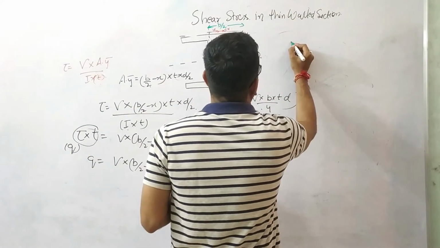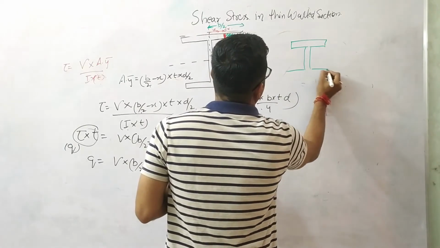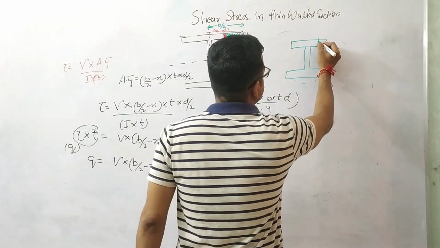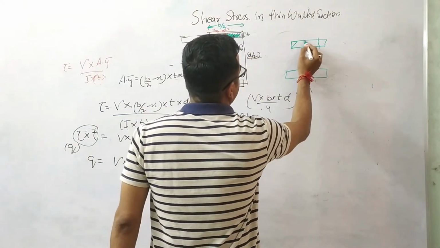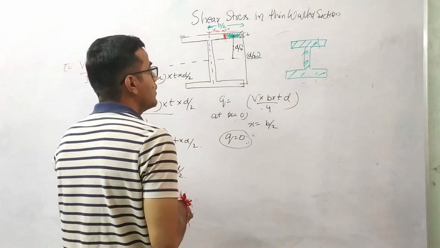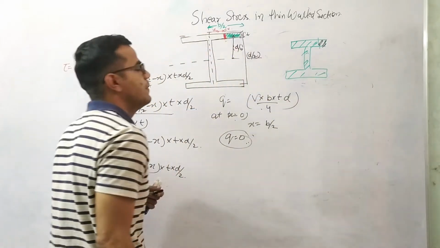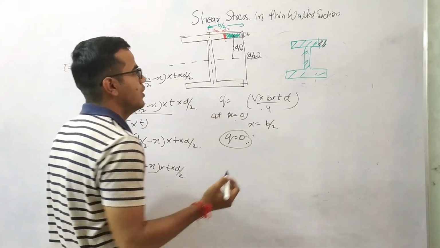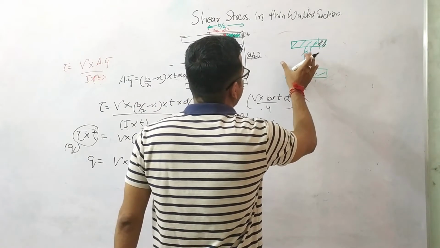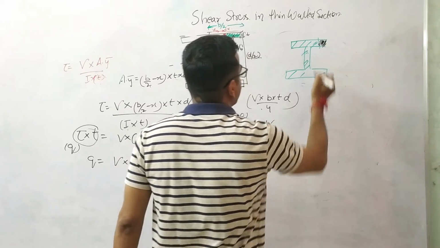What I want to tell is that if I have this I section, and let us suppose I want to find the shear stress at this point, it's our choice whether I take this area or this area. It depends on which will be more convenient for you. If you take this area, the first moment of area will be difficult to find, so to make that simple, we'll take this area only.